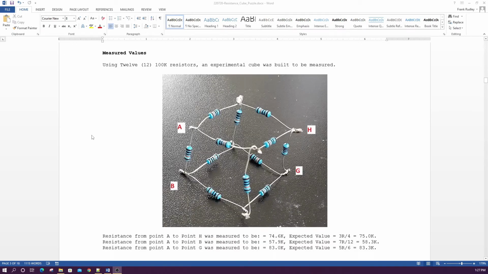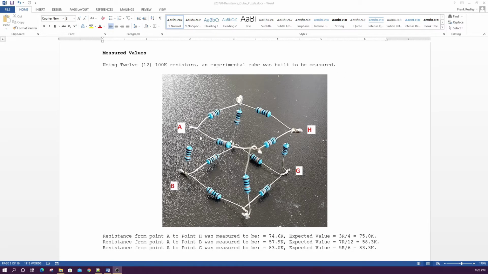So anyway, as a sanity check, I went and made one of these cubes out of resistors, because I always like to test something to verify my analytical measurements. So I built this little device here. I just took 12 small 100K resistors and soldered them all together in a cube. So using 12 100K resistors, an experimental cube was built to be measured.